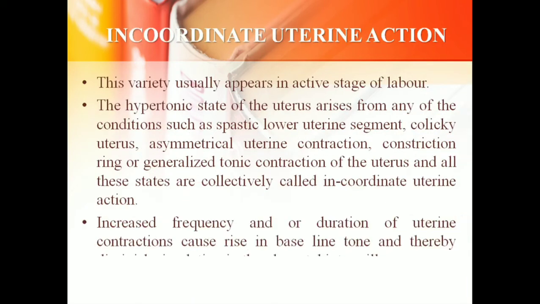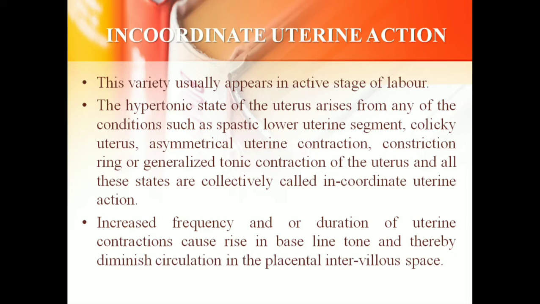Then we'll discuss incoordinate uterine action. This usually appears in the active stage of labor, and the hypertonic state of the uterus arises from conditions such as spastic lower segment, which are known as incoordinate uterine action conditions. We'll discuss them one by one later. First, in incoordinate uterine action, the duration and frequency of the contractions increase. When the frequency and duration increase, it causes a rise in baseline tone.